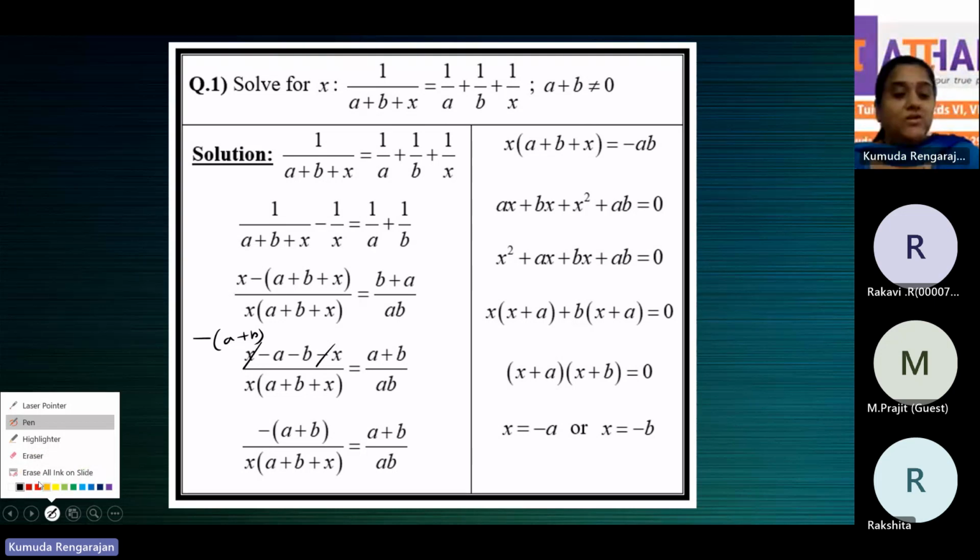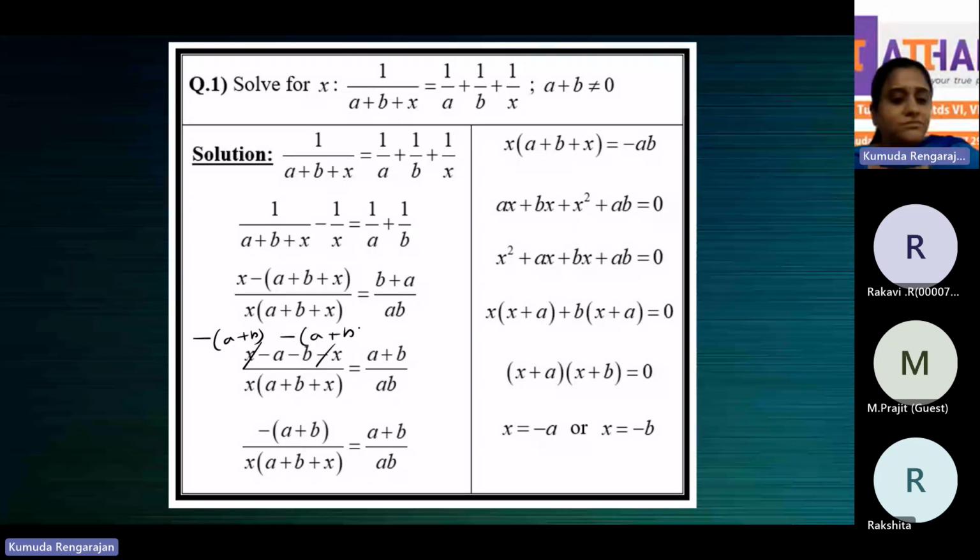So I said minus A minus B, take out minus common, so it will be minus of A plus B. That's what you have here. This one gets cancelled. Now again, this A plus B on both sides gets cancelled. Minus will remain.